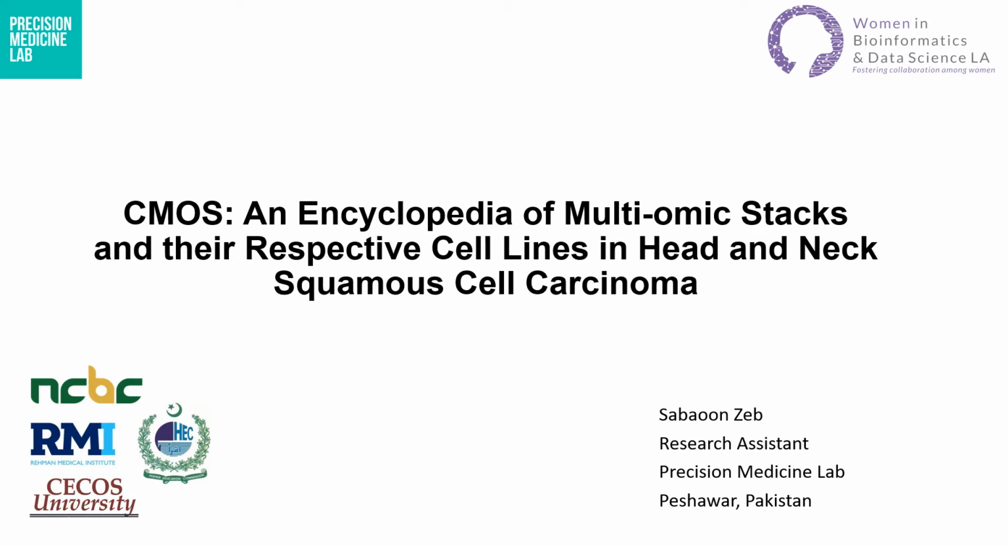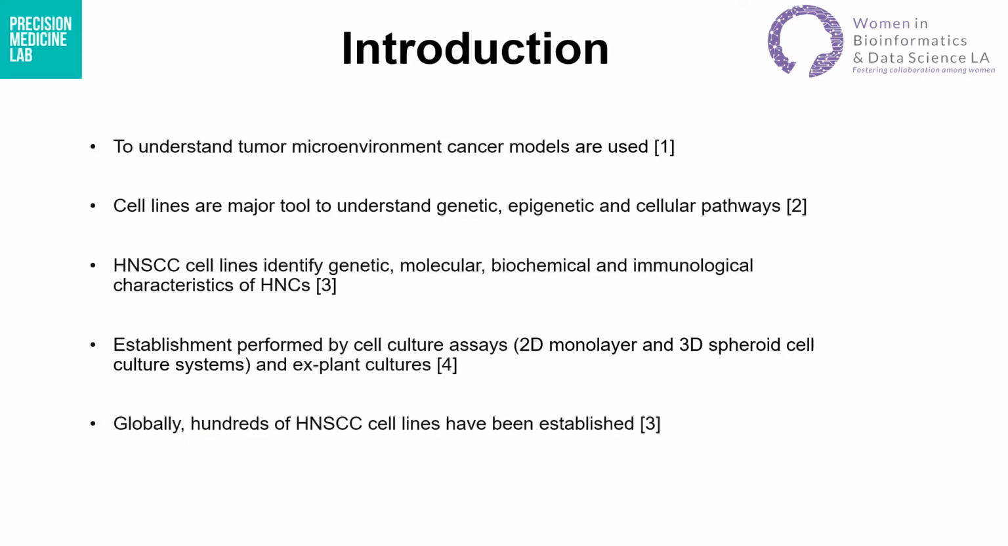Today I'm going to talk about CMOS, which is an encyclopedia of multi-omic stacks and their respective cell lines in head and neck squamous cell carcinoma. In cancer research, cancer models are utilized to better understand the tumor microenvironment. And in this process, cancer cell lines are a major tool to understand cancer on both genetic and epigenetic levels, and also the cellular pathways that are involved in cancer. And similarly, it goes for HNSCC cell lines.